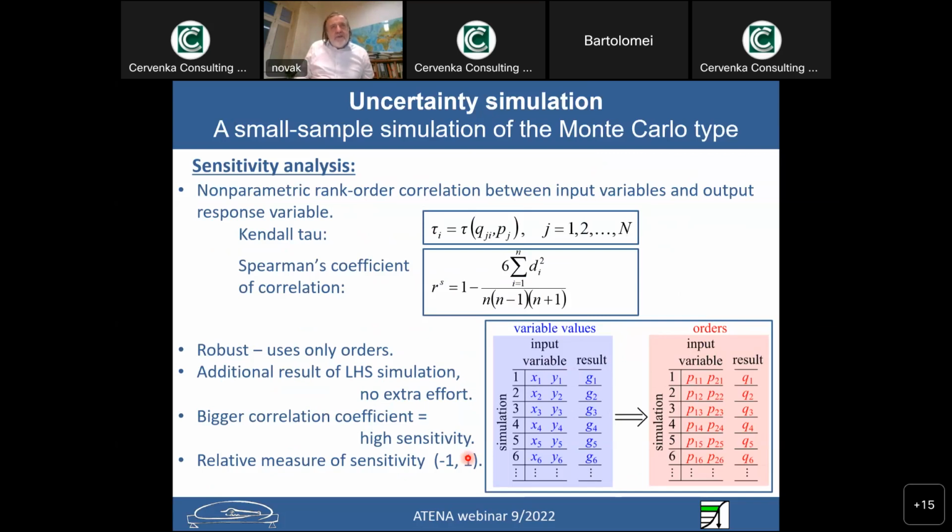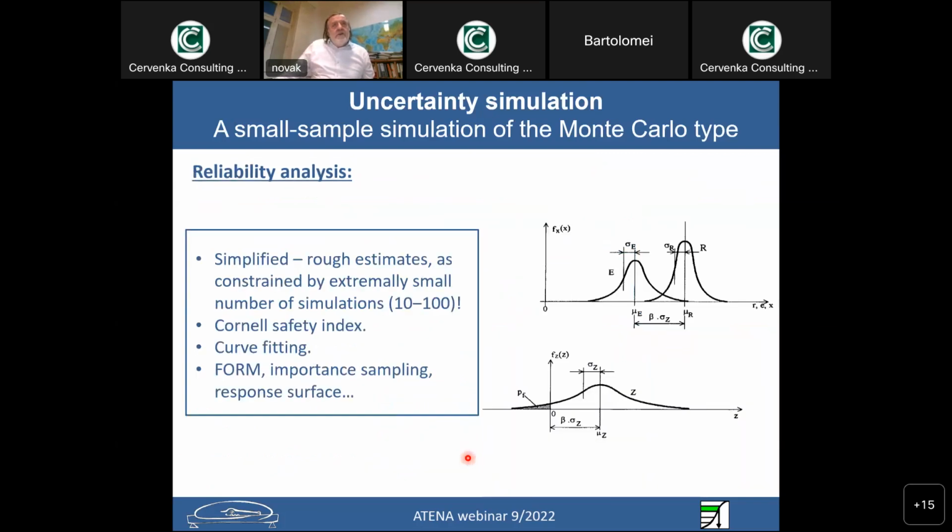Actually, nowadays there are a lot of sensitivity analysis methods which our group is also working on, but we don't have time for that. In case of reliability analysis, we very often use simplified rough estimates, as we are constrained by an extremely small number of simulations, tens and hundreds. For such a small number of simulations, to get this contribution, this overlapping point in the safety margin, is quite difficult. So that's why we use a simplified estimate, which means the Cornell safety index based on the Gaussian distribution of the safety margin and the statistics only. Also by curve fitting, we implemented the first order reliability technique, and we are working with response surface too.